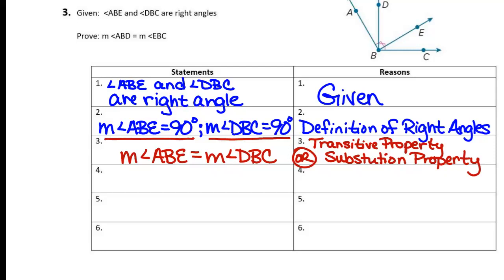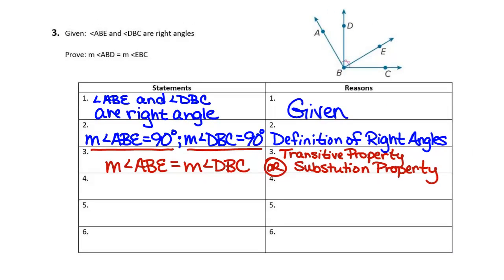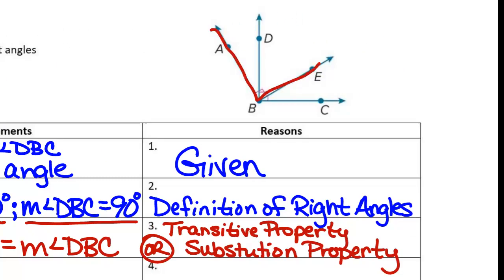What are we supposed to be proving in this problem? Angle ABD is equal to angle EBC. Well, ABD is right here, and EBC is down here. So I'm going to look at my picture to see if I can find my way forward. We just made statements about ABE. Well, ABE is this angle right here, and we know it's how big? It's 90.